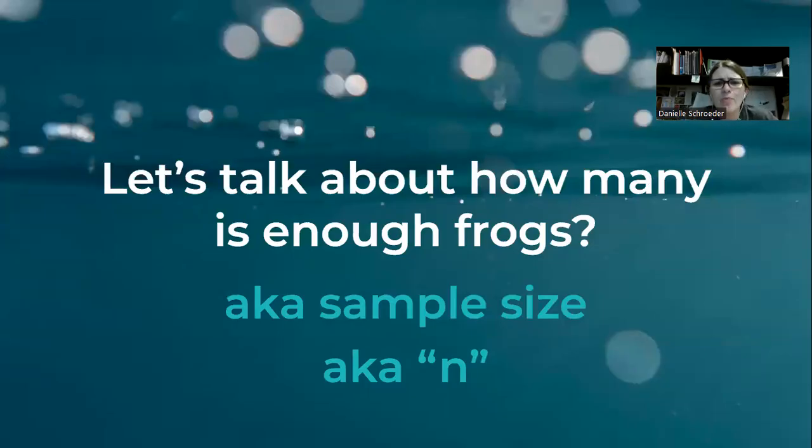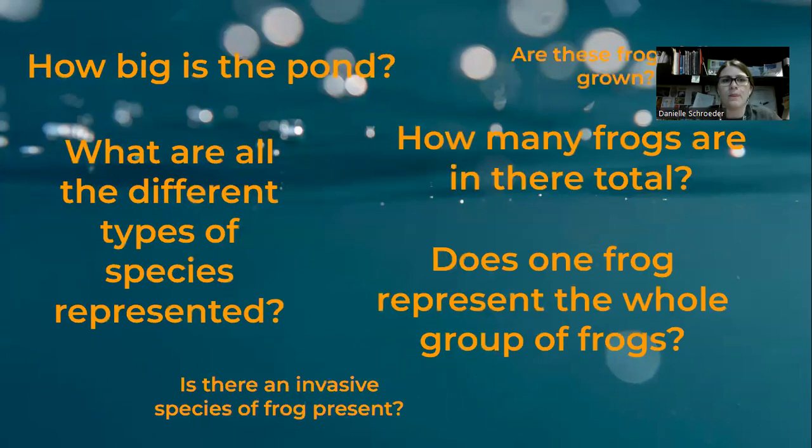Let's talk about how many frogs is enough frogs. This is also known as your sample size or your N value. This depends. The number of frogs that I would need to look at in this study depends greatly on how big the pond is. Are there lots of different species in the pond? Is there an invasive species? Are these frogs fully grown? How many frogs are there in total? Does one frog represent the whole group of frogs?